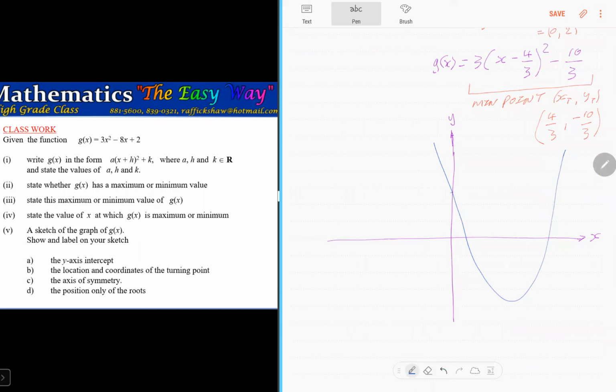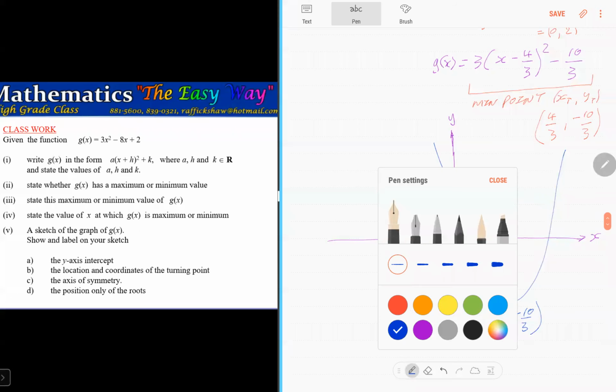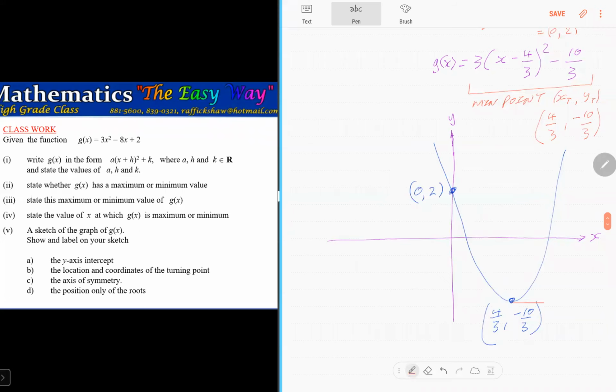I know that point is going to be 0, 2, my y-axis intercept. I know that this is my minimum point, with coordinates 4/3, -1/3. And then my axis of symmetry is a vertical line up here, and that equation is x equals the x value, which is 4/3. That is my axis of symmetry.